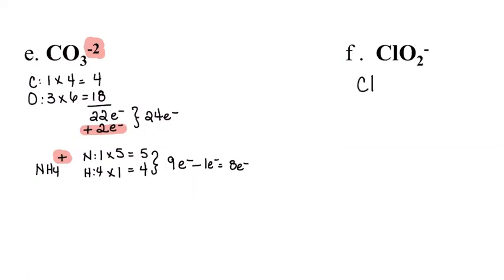We have 2 atoms, chlorine and oxygen. We have 1 chlorine, we have 2 oxygens. How many valence electrons does chlorine have? Great. How many valence electrons does oxygen have? Great. So here we have 7. Here we have 12.